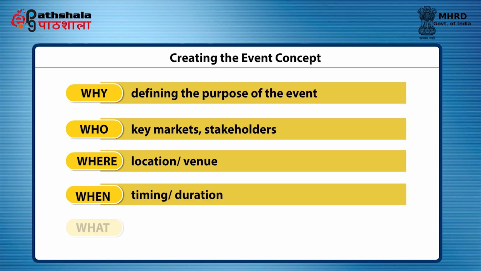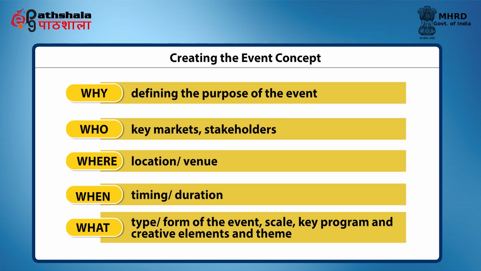The next W is what. It denotes the type of event or the theme. It also elaborates the event profile and the main highlights. Now it is time for us to understand each step of event management process clearly. Event management is the application of all management functions to create and develop an event. The main aim is to bring all factors together to produce a workable, successful event.